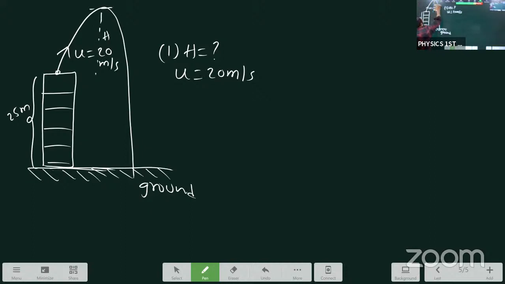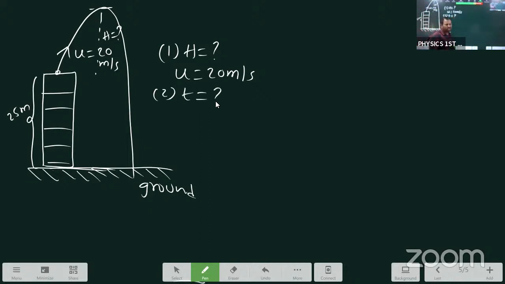Like this, H equals question mark. And what is the building height they gave? 25 meters. How high will the ball rise? Question number 1. Second one, how long will it be before the ball hits the ground? Meaning, how many seconds are required for the ball to reach the ground? Second one, time. First one, maximum height.